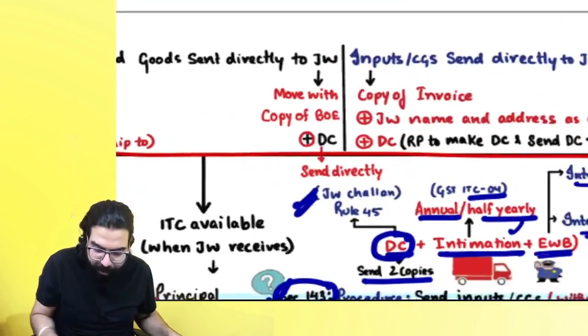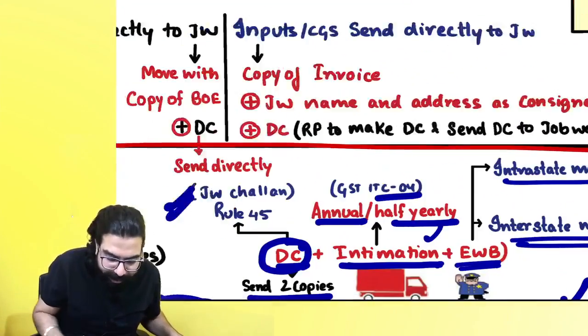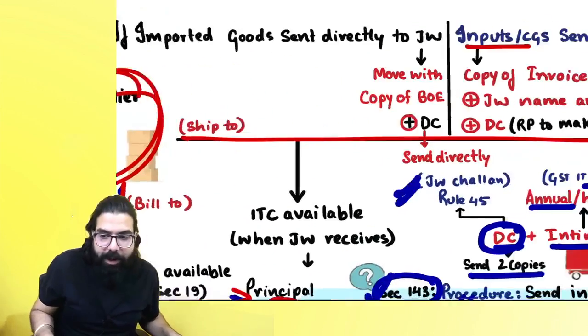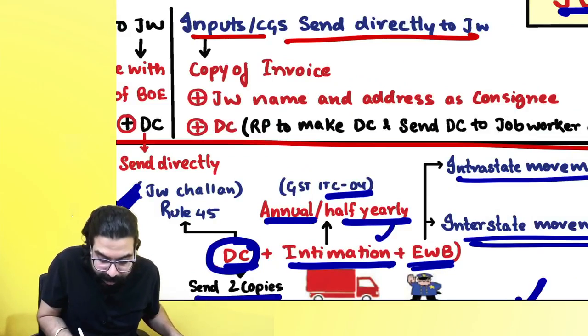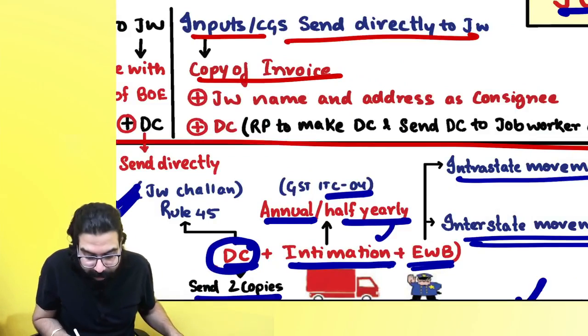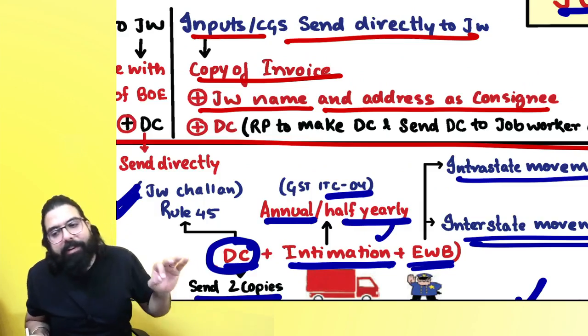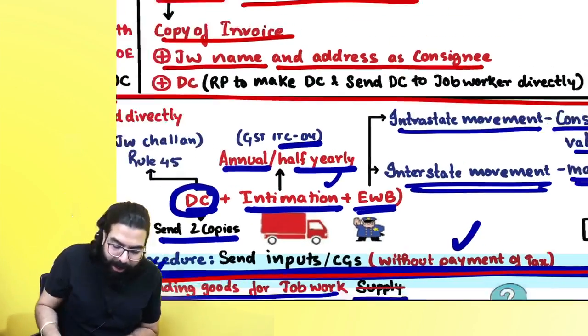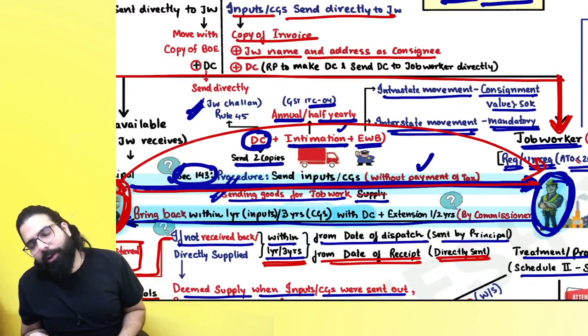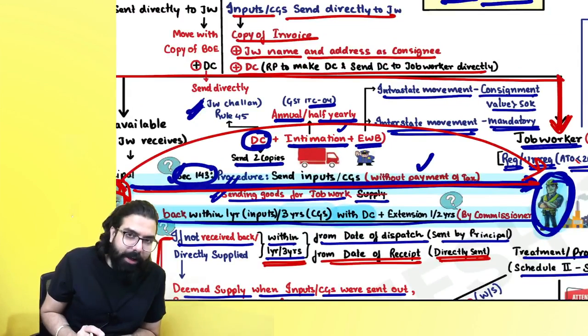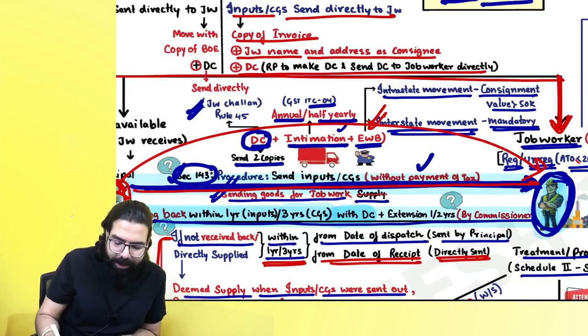Listen to me very carefully. If you are sending inputs and capital goods directly from the supplier, then remember that when the goods are going on the way, they will move along with a copy of the invoice. Job worker name and address will be mentioned as the consignee, and you will make the delivery challan and send it directly to the job worker. Okay, point is clear. And e-way bill as required.